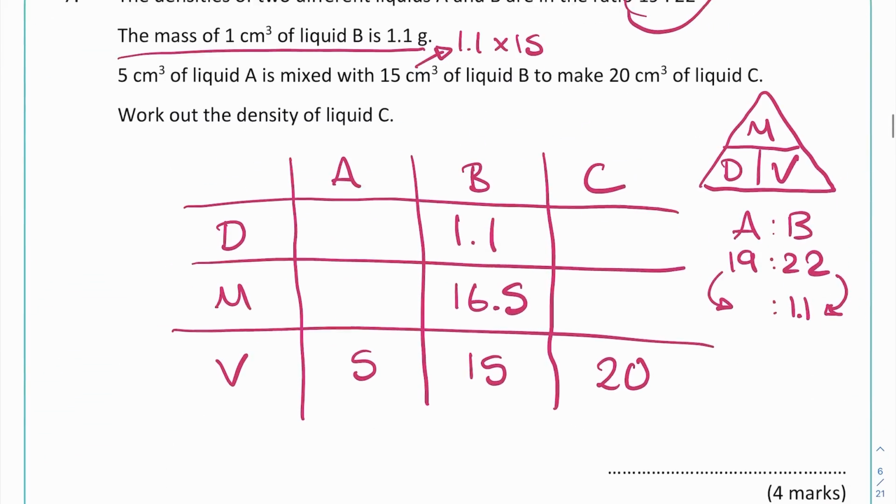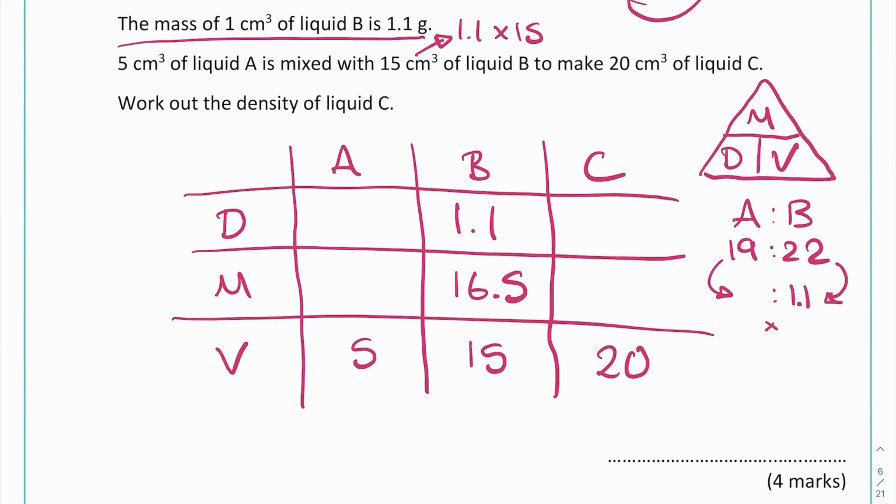Let's go back up. So for both of those numbers we are multiplying by 0.05. So 19 multiplied by 0.05 comes out as 0.95. So that gives me the density of liquid A. So I can write that in, 0.95.